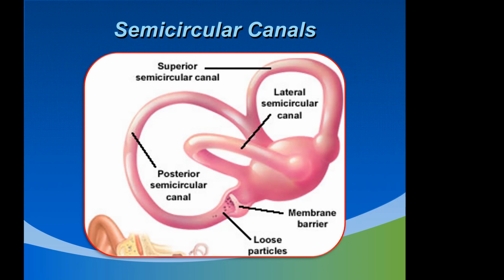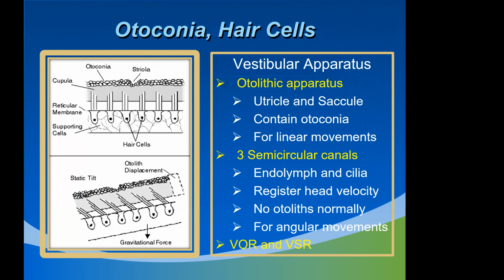Okay. Now, as far as the vestibule is concerned, there are otoconia and then the hair cells. What are otoconia and what are hair cells? The vestibular apparatus has the utricle and the saccule. The utricle is the vestibule and the sac. It contains what are called otoconia. Otoconia are small microstone-like things, and they serve linear movement in the vestibular apparatus.